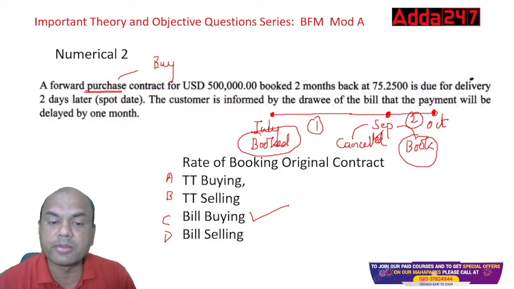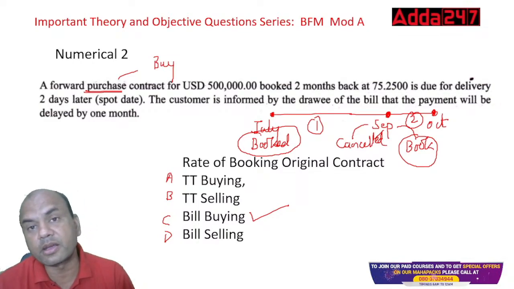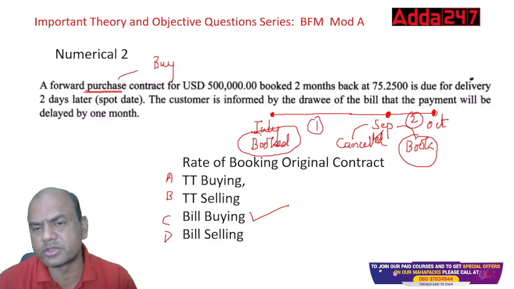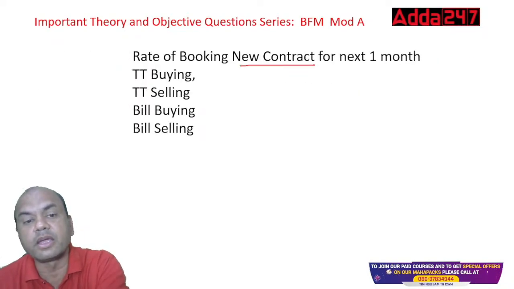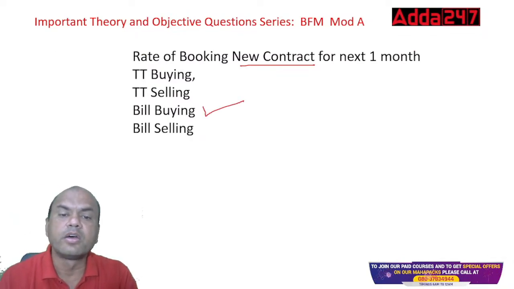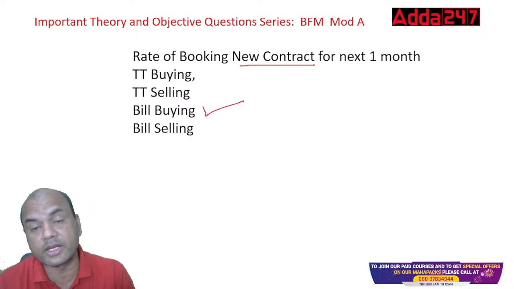So it will be again bill buying rate. So I'll be using bill buying rate. But the rates will be different. Of course, not the same rate. But the logic is same. I'll be using the bill buying rate only again. Okay, new contract. Of course, the rates will be for today, whatever the rates are.